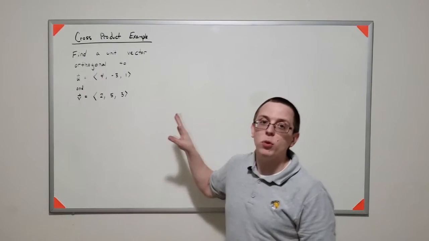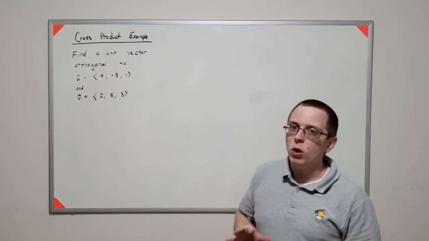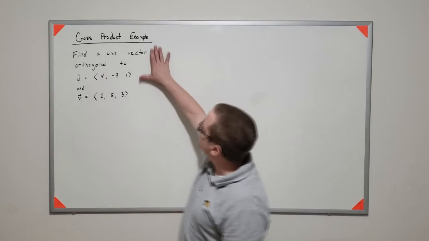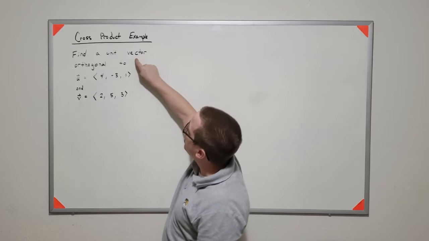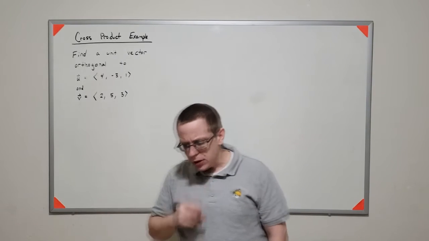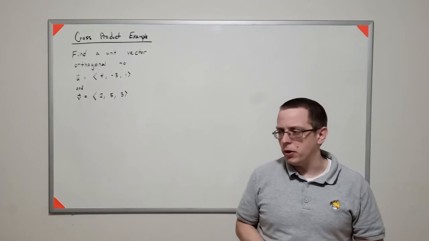We're going to do another example using cross products. This time, we're going to not only compute a cross product, but we're going to do an additional step. This problem wants us to find a unit vector that's orthogonal to both of those. So to do that, we need to remember a couple of things.